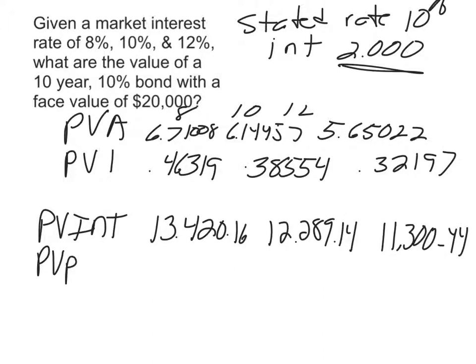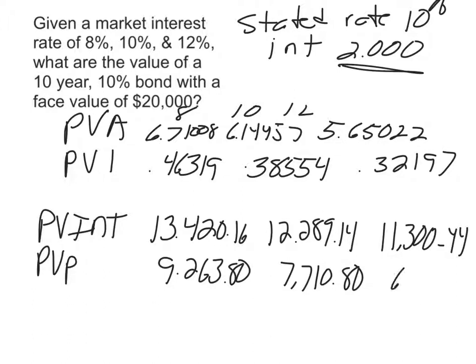The present value of the principal, which is the $20,000 face value of the bond times the present value of one figure, for 8% is $9,263.80. For 10%, it's $7,710.80. And for 12%, it's $6,439.40. So the total is the value of the bond.